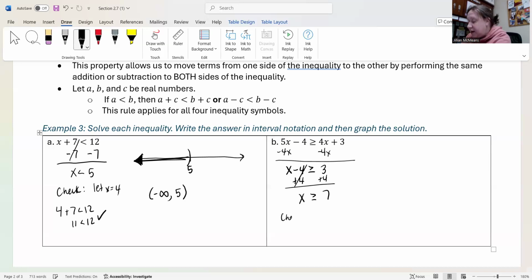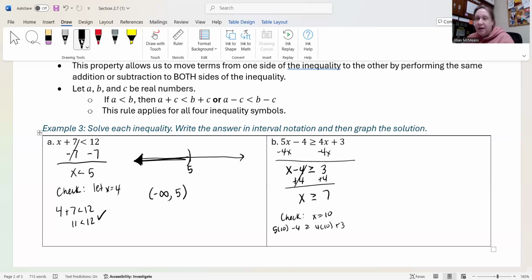So you could certainly check this. In this particular case, values for x have to be greater than or equal to 7. You could check 7 or you could check any value bigger than 7. So let's say we check x equals 10. We would get 5 times 10 minus 4 is greater than or equal to 4 times 10 plus 3. Again, you could check exactly 7 because the solution set does include 7, or you could check any fraction, decimal, or integer greater than 7. 10 is greater than 7. I pulled it out of thin air. Let's check it to make sure it satisfies the inequality.